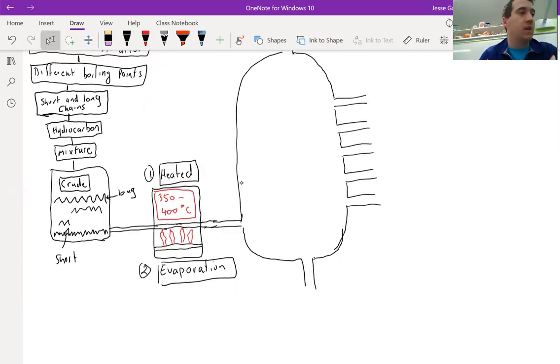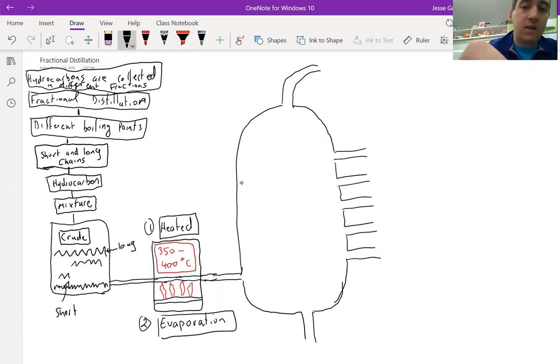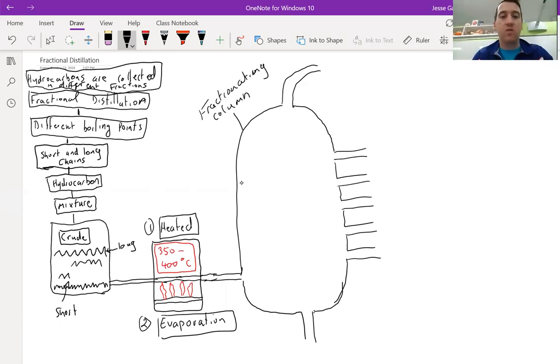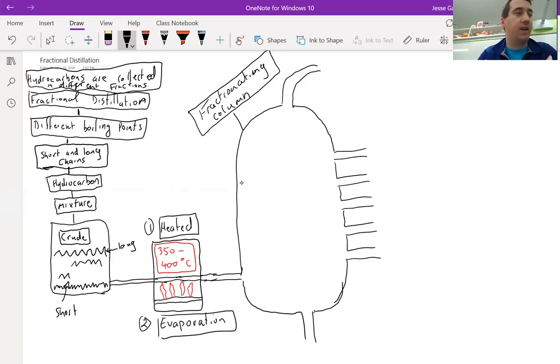Okay, so we call this tall tower a fractionating column. It's a column because it's a narrow upright structure, and it's fractionating because it fractionates crude oil, breaks it into its fractions. This is our fractionating column.